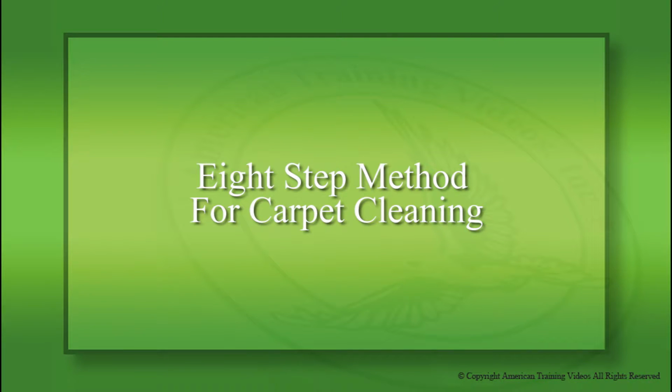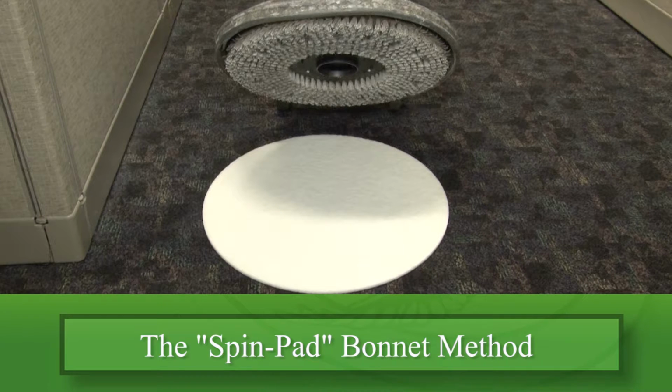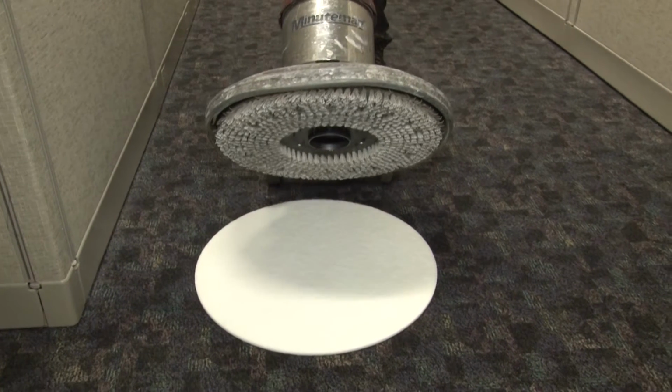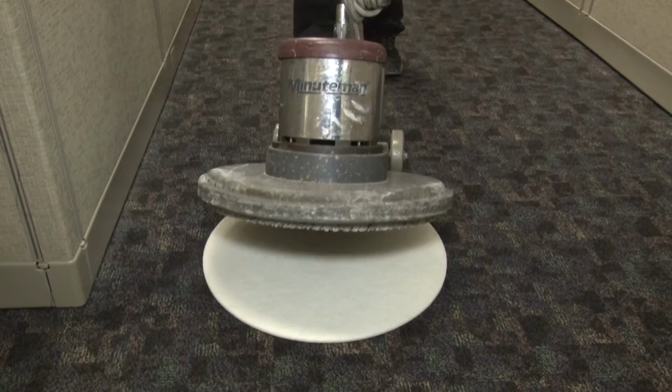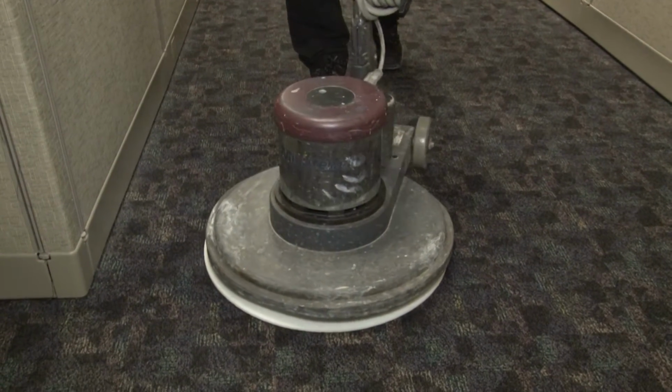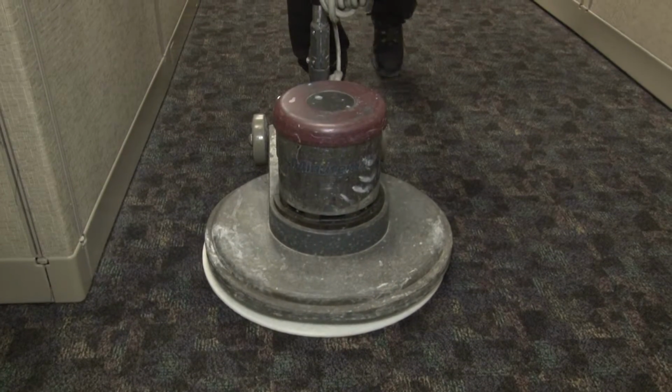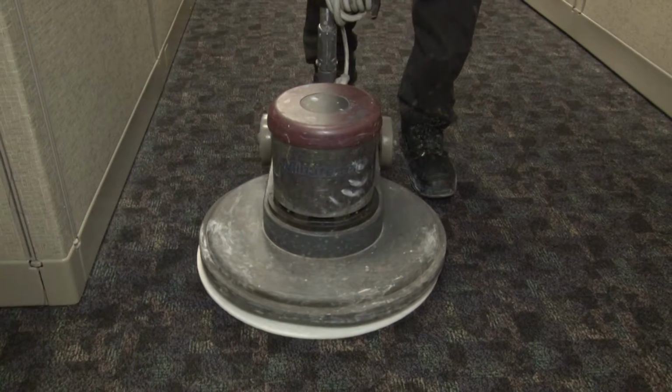Let's review the 8 steps of carpet cleaning now. Carpet cleaning method is spin pad or bonnet method. It's somewhat different in that it requires the use of a rotary floor machine and special spin pad or bonnet. The major advantage of this method is the short drying time.